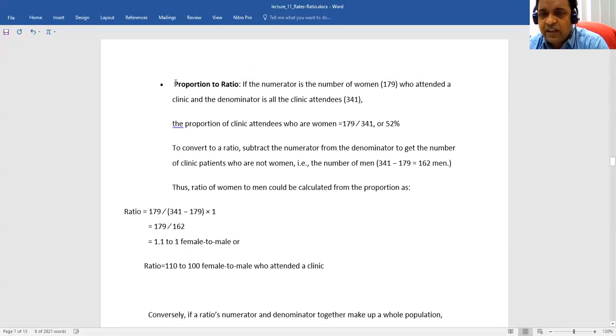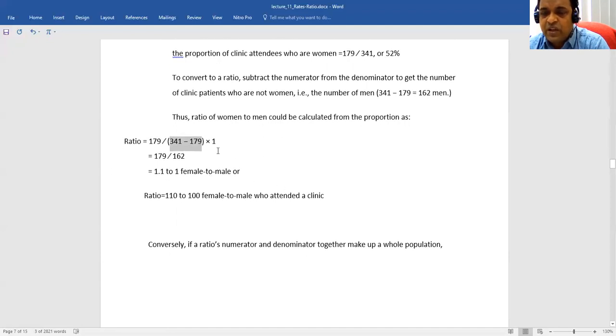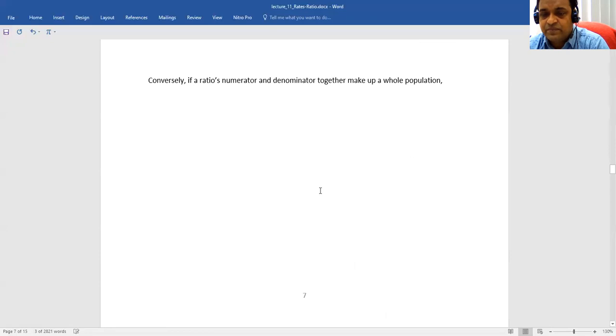So proportion is very important. The numerator is included in the denominator. For the ratio, they are different. It is not necessary that the denominator include the numerator for the ratio. Okay. So you can find the ratio of male to female attending the clinic.